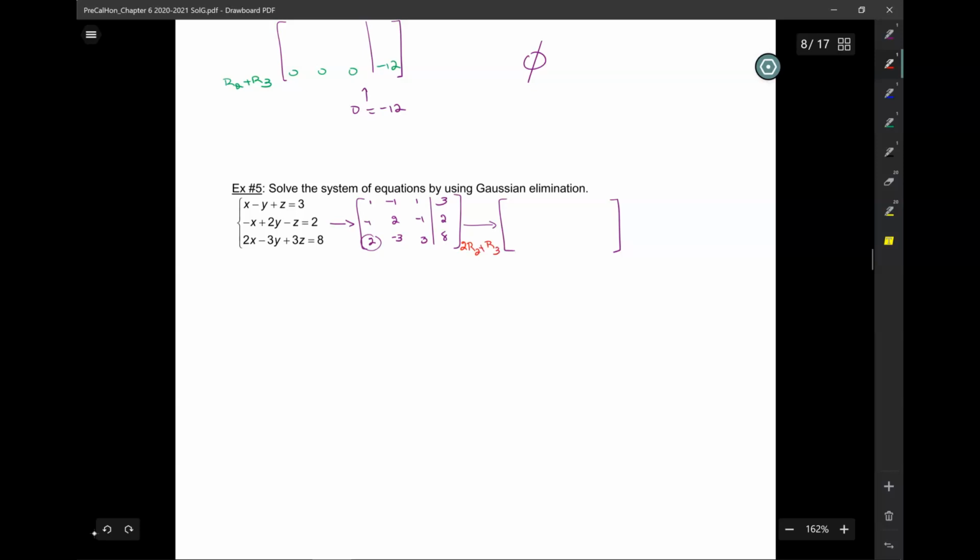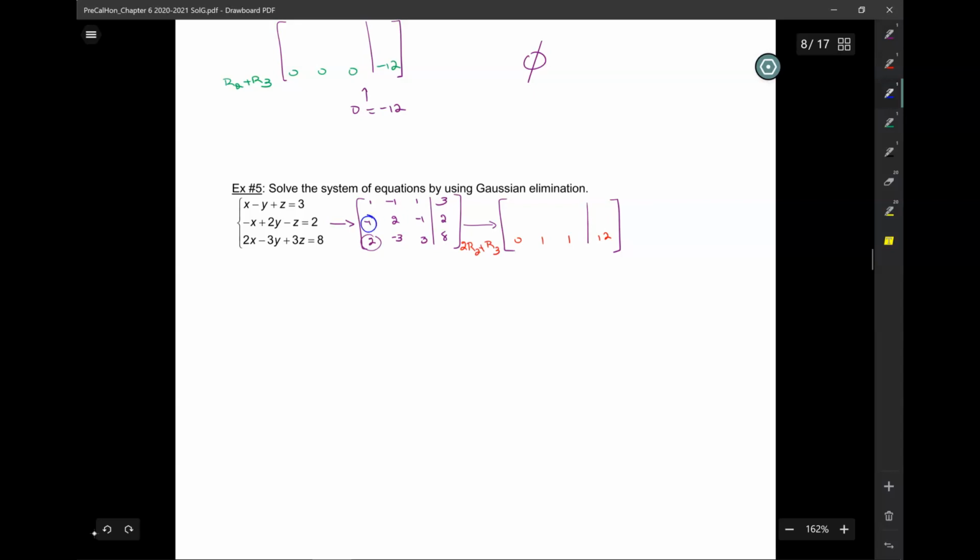Okay, so that'll give me negative 2 plus 2 is 0. 2 times row 2, that's 4, plus negative 3 is 1. Negative 2 plus 3 is another 1. 4 plus 8 gives me 12. Okay.